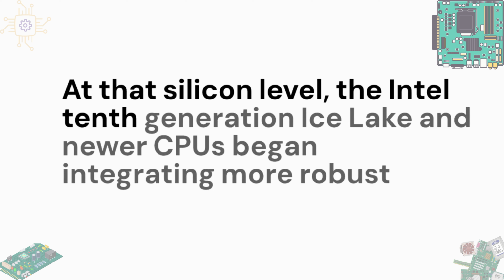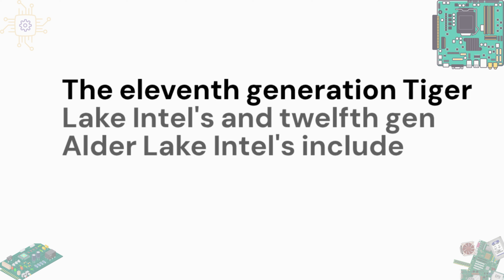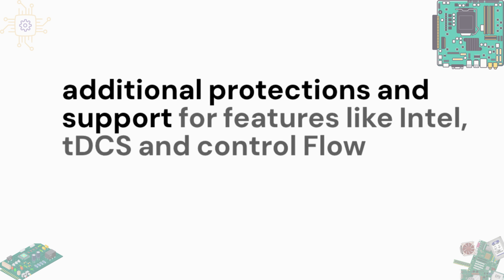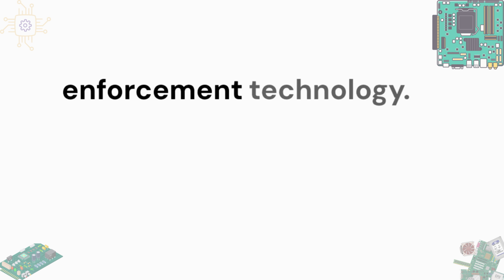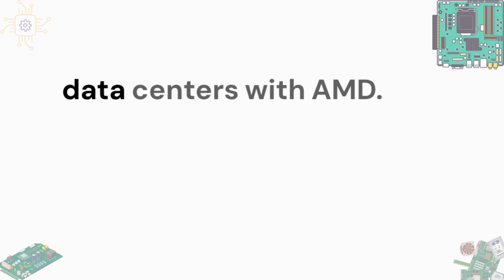The Intel 10th generation Ice Lake and newer CPUs began integrating more robust speculative execution barriers and architectural changes. The 11th generation Tiger Lake Intels and 12th gen Alder Lake Intels include additional protections and support for features like Intel TDX and control flow enforcement technology. Intel Xeon Scalable Ice Lake and later server CPUs include better partitioning for multi-tenant workloads in data centers.